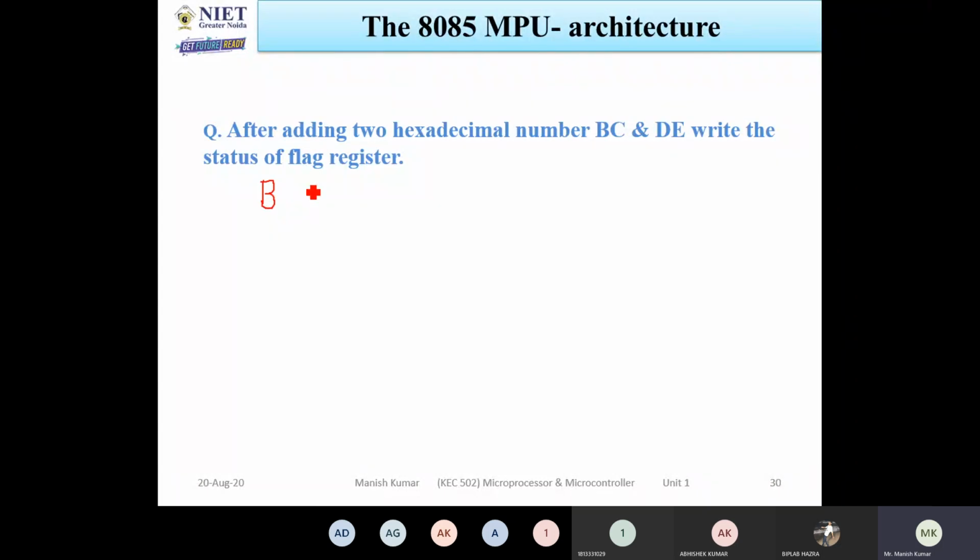So the numbers are BC and DE. First you add these two numbers and tell me the value. What is the result of the addition of these two numbers? Do it fast.